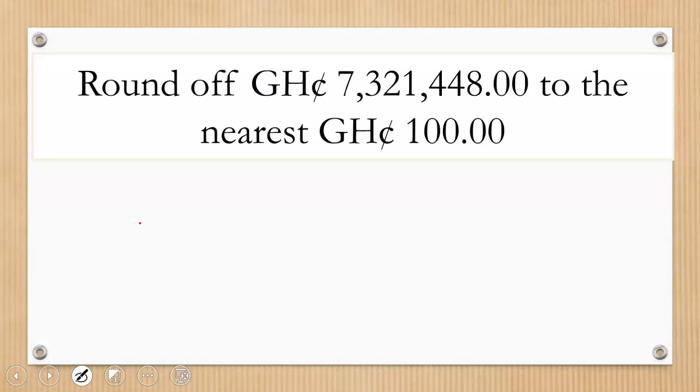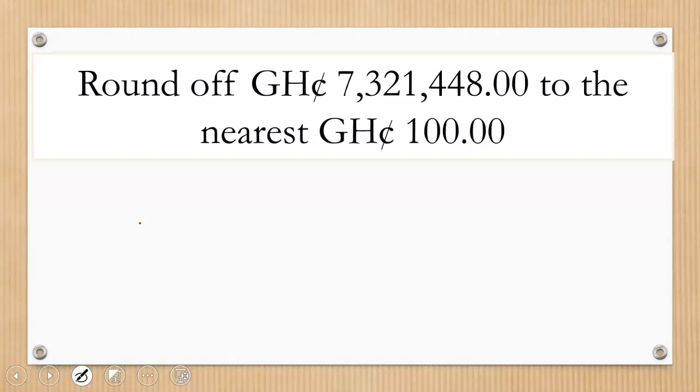Now let's look at the nearest 100. The question here is round off 7,321,444 Ghana cedis. I wish this happened to be in my account today. I'll be a big man. That's a very huge number, right? A very huge amount of money. 7 million Ghana cedis is big. So we want to round this number to the nearest 100.